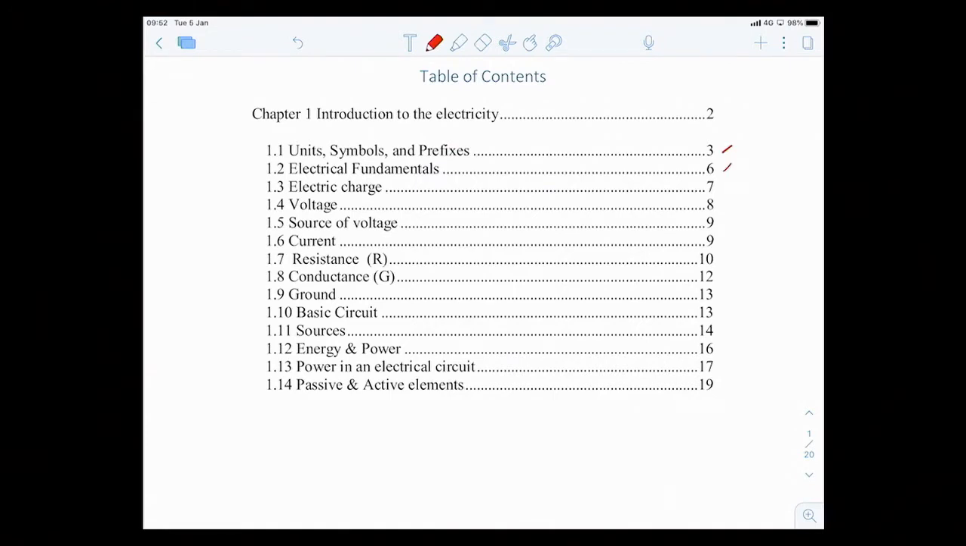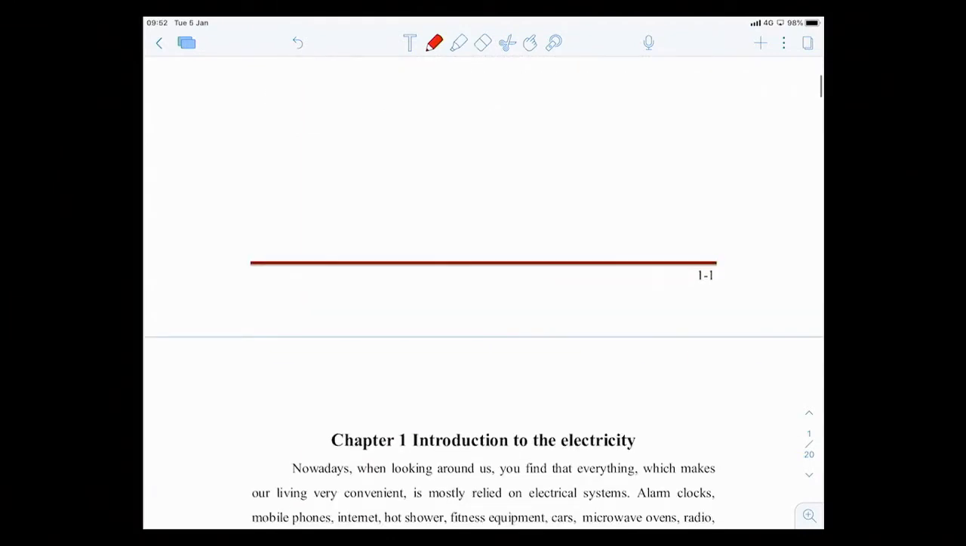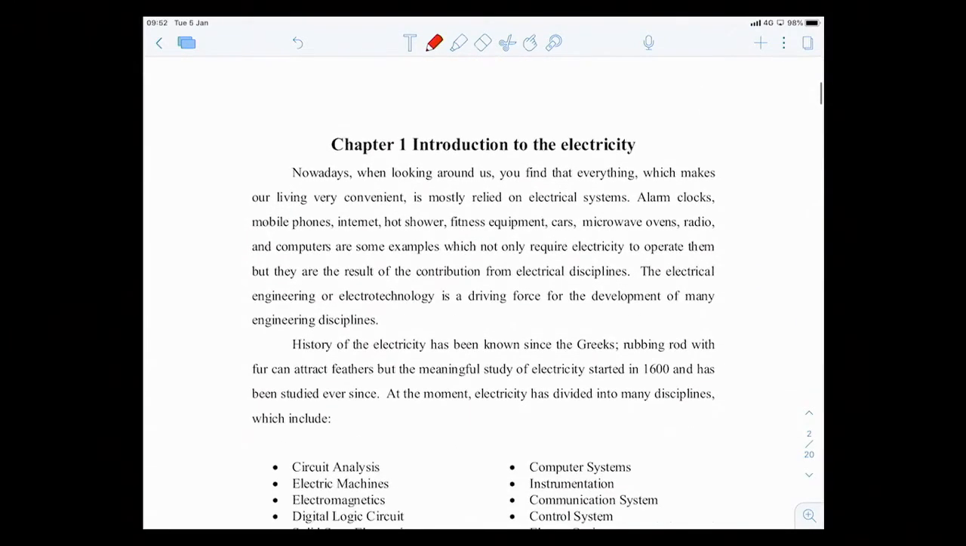Electrical fundamentals: what is electrical charge, the voltage, what kind of source of voltage it is, current, resistance, conductance, grounding, what is the basic circuit, what kind of sources we have, what is the definition of energy and power, and what is power in an electrical circuit. So this is what I will cover for this first lecture.